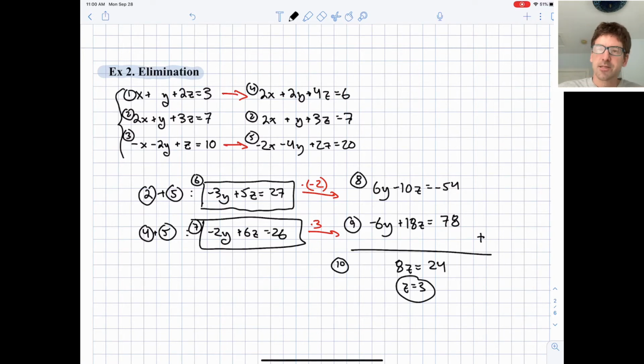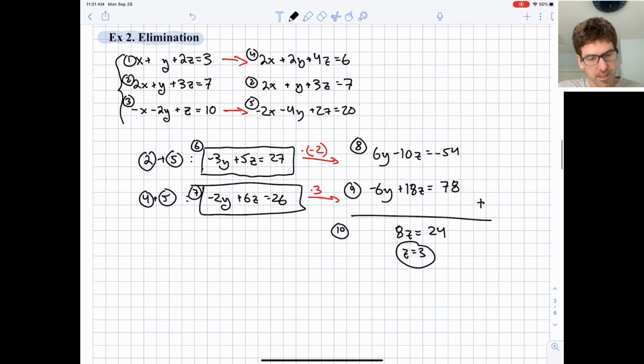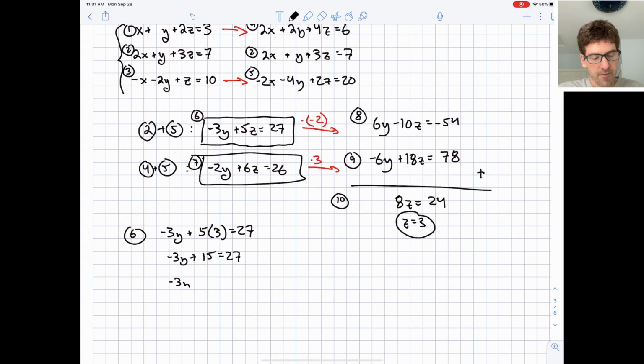So that's good news. We have z solved for. And now we can go back to any of our other equations and work on solving for x and y. Let's solve for y next because equations 6 and 7 both had just a z and a y in them. So let's work with equation 6, how about? And we can plug in z equals 3 into that equation. Negative 3y plus 5 times 3 equals 27. Negative 3y plus 15 equals 27. Negative 3y, subtract 15 from both sides, we get 12. So y is negative 4. So we're making some progress. It's a long problem, but we're getting closer.